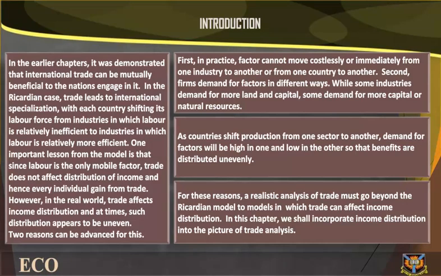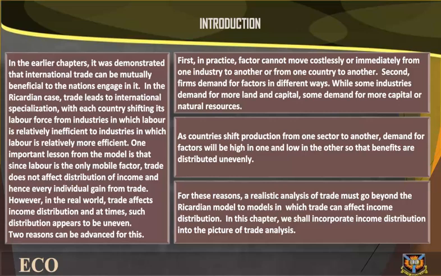Introduction. In the earlier chapters, it was demonstrated that international trade can be mutually beneficial to the nations engaged in it. In the Ricardian case, trade leads to international specialization, with each country shifting its labor force from industries in which labor is relatively inefficient to industries in which labor is relatively more efficient. One important lesson from the model is that since labor is the only mobile factor, trade does not affect distribution of income and hence every individual gains from trade.